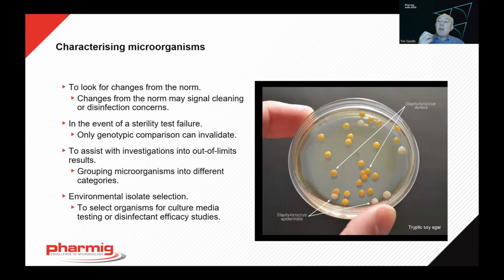So if we start finding lots of staphylococci, then we've probably got maybe some kind of gowning or operator movement problem. If we start finding Staphylococcus aureus, then that's really concentrated around the nares of the nose. So that might infer weak gown control, for example. So helping with investigations and helping with trending by grouping microorganisms into different types and subtypes is really important.